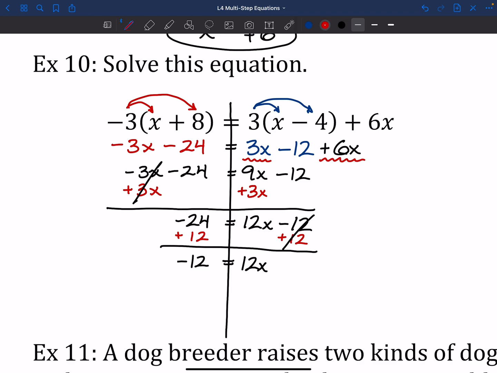Last but not least, there's a lot of 12s flying around, right? But what we got is we have negative 12, or we have 12 times x over on the right. We want to divide to get rid of that. So let's divide by 12 on both sides. Over on the left, we get negative 1. Over on the right, we just get x. And that's it.